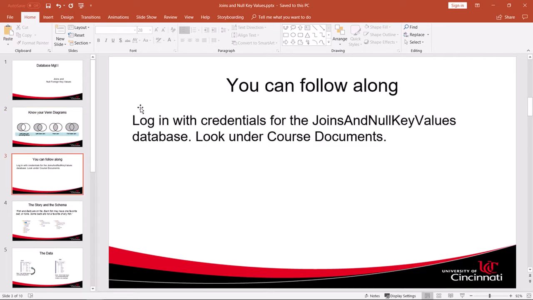You're welcome to follow along with this slideshow. Look on Blackboard under Course Documents for credentials to the Joins and Null Key Values database. Open SSMS, log in, and you will find the tables that we are discussing.